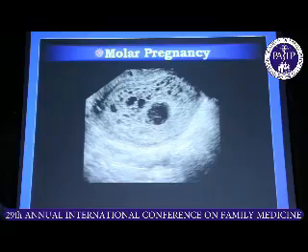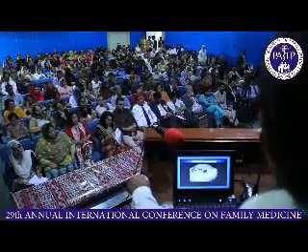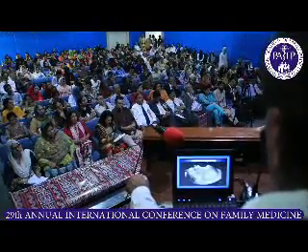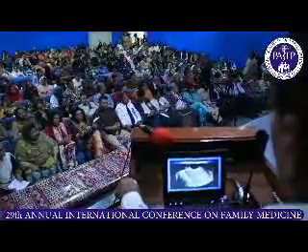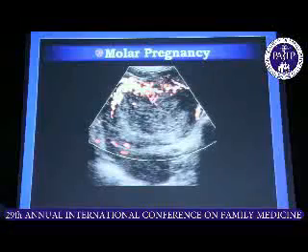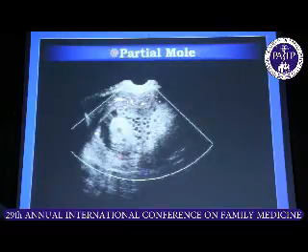Then molar pregnancy. If beta HCG is strongly positive and you don't see any fetal pole, look for these cystic areas in the uterine cavity, and this is a typical appearance of molar pregnancy. It will cause bleeding also, and it may show some vascularity in parts of this. You can have a partial mole where you will see the fetus, and fetus will be growing, but the placenta shows molar changes.